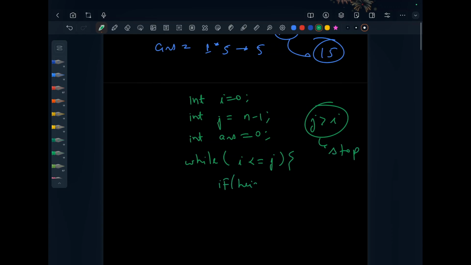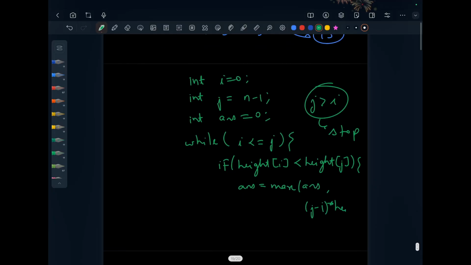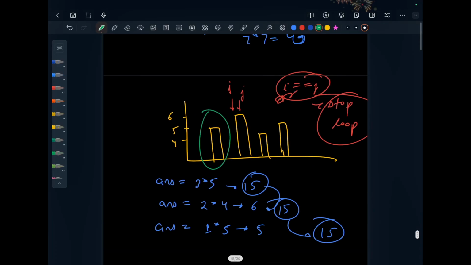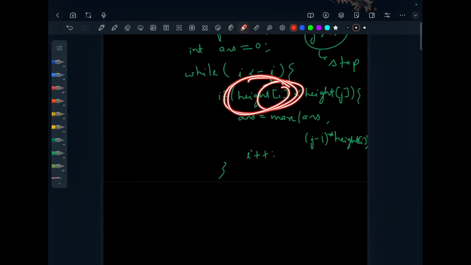If they crossed, we can stop our loop. Now we will check height. If our height of i is smaller, then we will take our height of i because it is the minimum. So our answer will become max of answer and the distance j minus i into height of i, and we will move i plus plus. So what we are saying, if we are at a smaller height and j is at a greater height, then we will take the smaller height and we will move our i. Okay, so we have to move the one which has the smaller height. So in this case we have the height at i smaller than j, so we will consider the height from i and move to the next index.